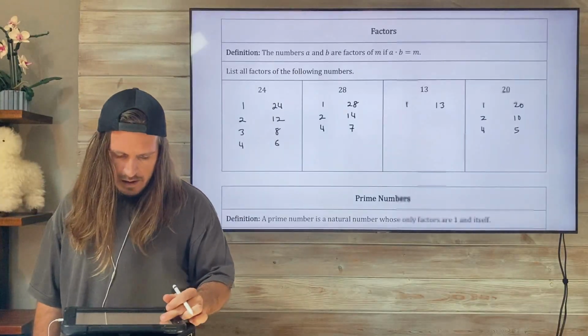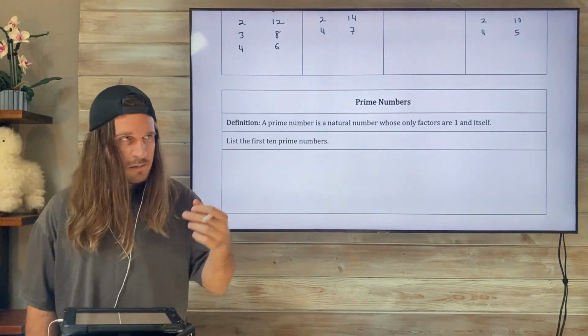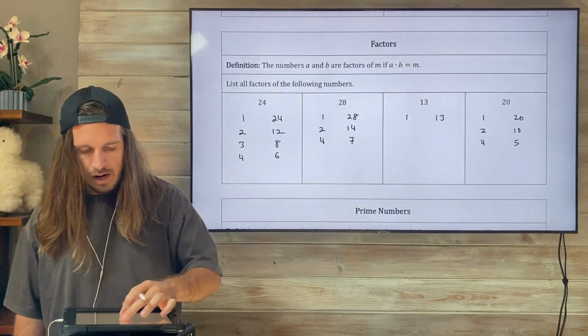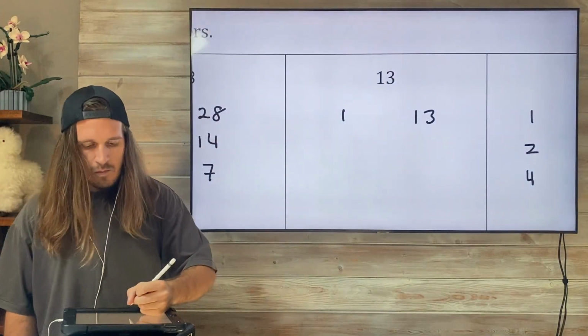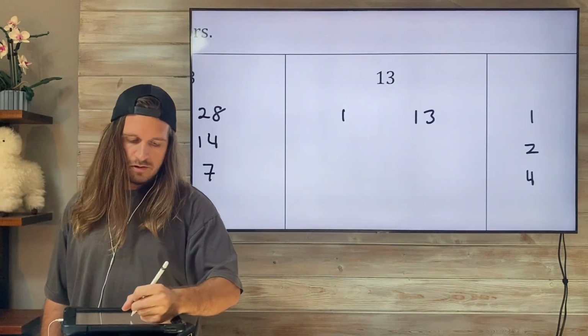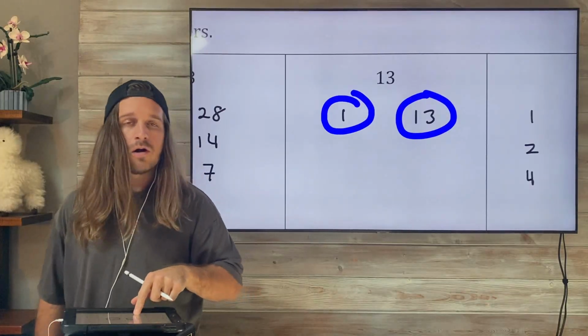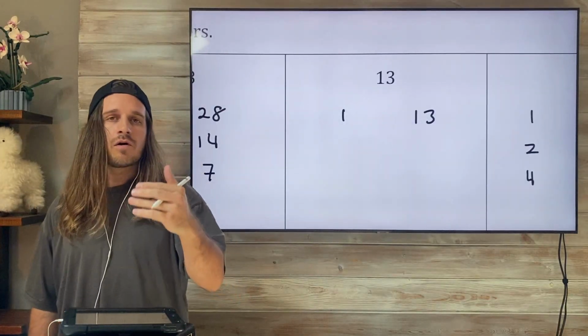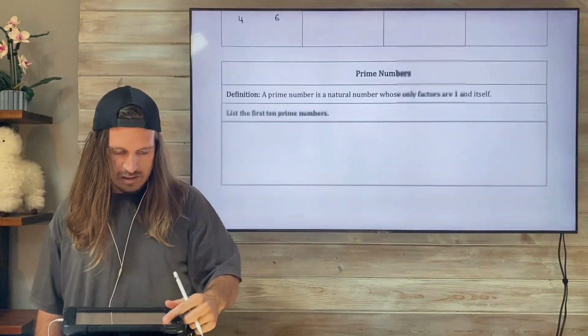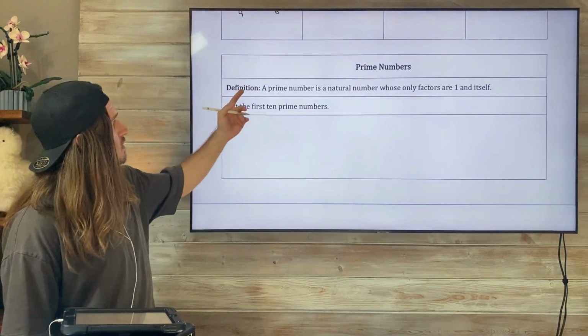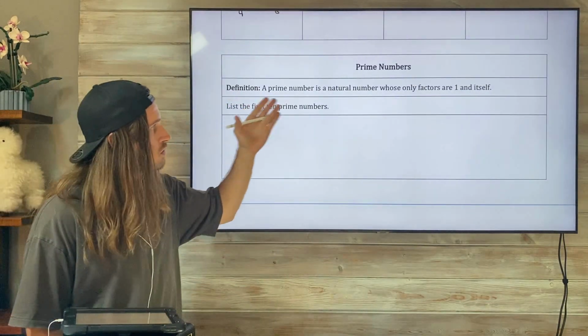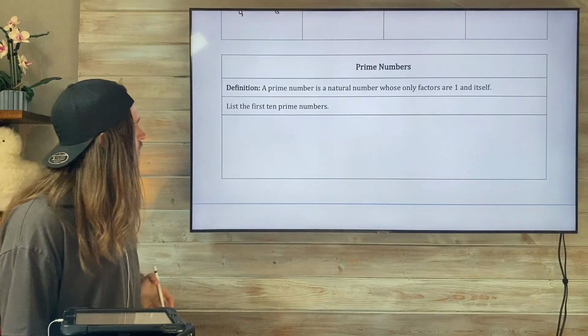So, all right, good. Let's talk about prime numbers real quick. And we've seen one. That was this, right? What is a prime number? Well, 13 is a prime number. Why? Because the only factors of 13 are 1 and itself. There are no other factors. These are called prime numbers. Here's the definition. A prime number is a natural number whose only factors are 1 and itself.